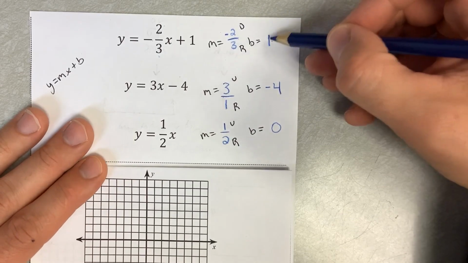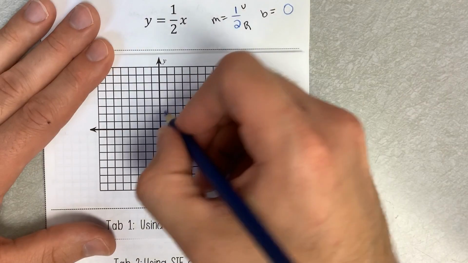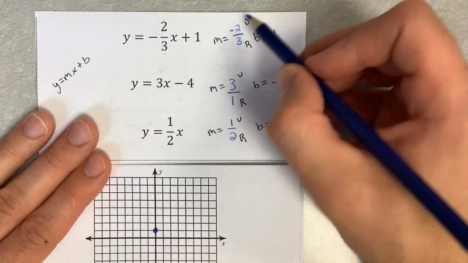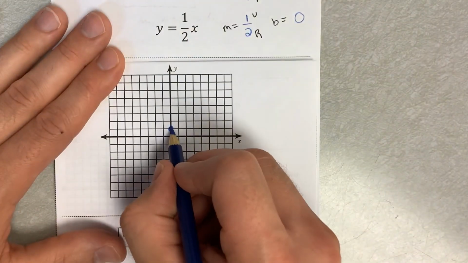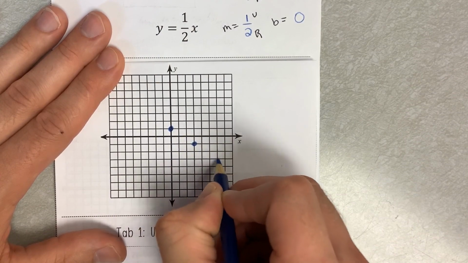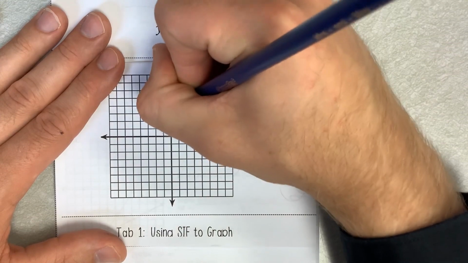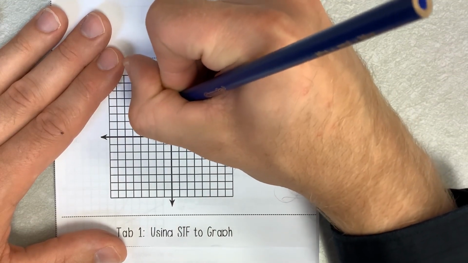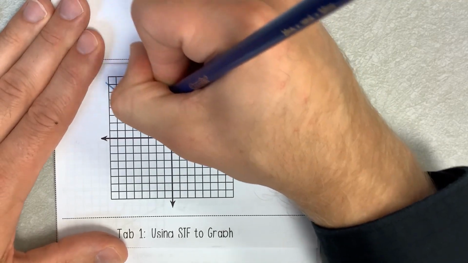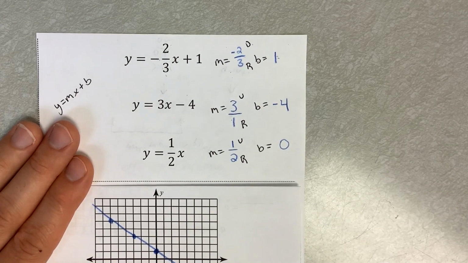So I'm gonna go to my graph, I'm gonna put a dot on my y-axis at positive 1. There we go. Then from that dot, I'm going to go down 2, right 3. Down 2, right 3. Down 2, right 3. If I want to reverse that, it's the opposite, so I can go up 2, left 3. Up 2, left 3. I draw a line, and there is my blue line.